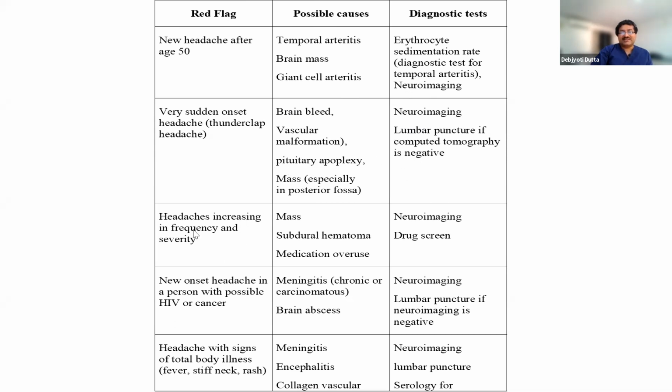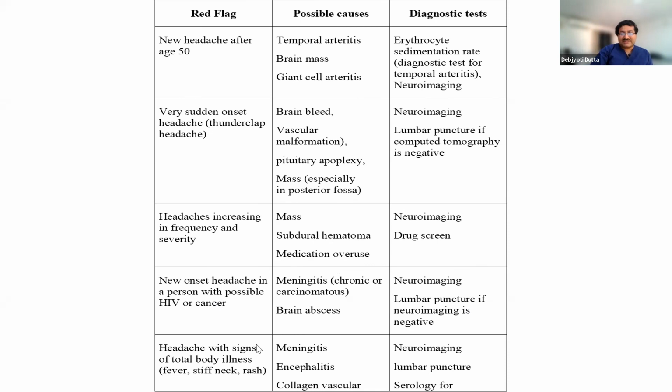Now, headache increasing in frequency and severity, we should consider mass, subdural hematomas, medication overuse, and we have to go for the neuroimaging or we need to go for the drug screen. New onset headache in the person with the possible HIV or cancer, definitely the patient is immunosuppressed, so we should consider the infections like meningitis, brain abscess, etc. And we should go for the neuroimaging and lumbar puncture if neuroimaging is negative.